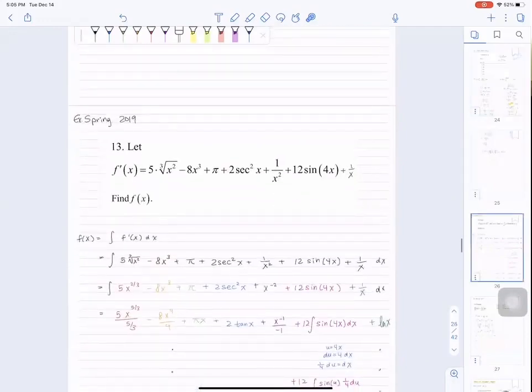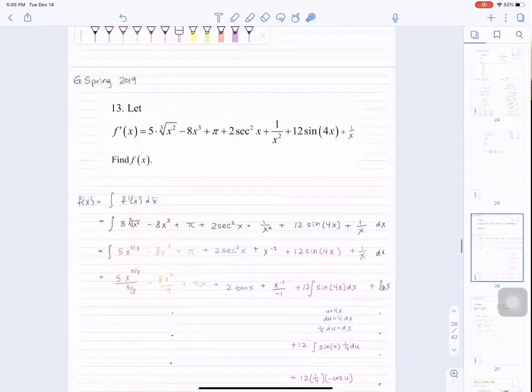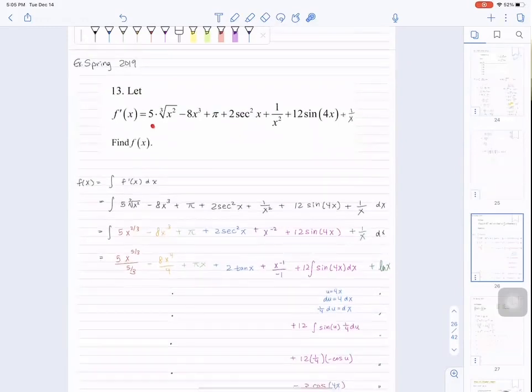Okay, so here I have an example that was similar to the quiz where they give you the derivative, and you want to find f of x. How do you find f of x? You take the integral of this derivative. So you take the integral of all of this.